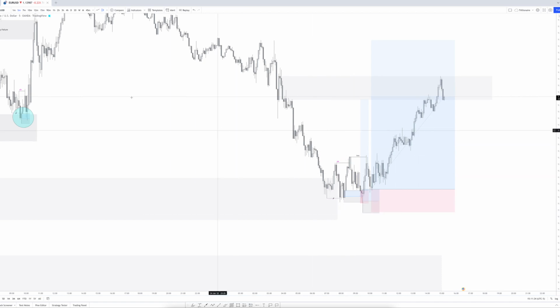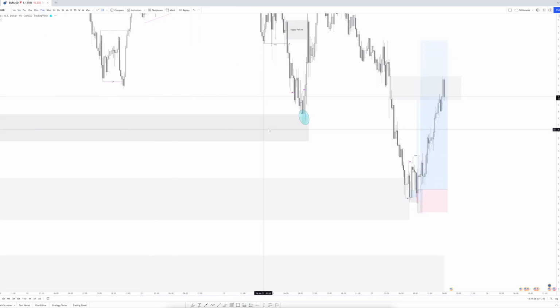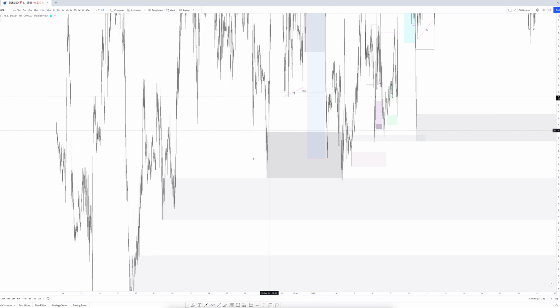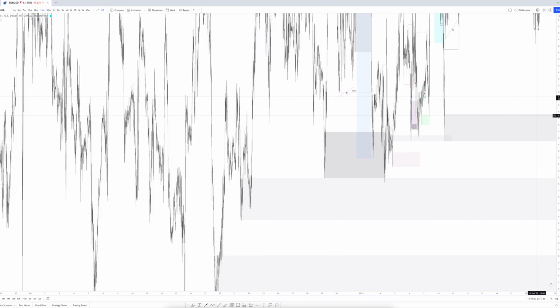So let's go over the setup here. On the M15 time frame, of course, that's where my zone was based off of. If we scroll back just a little bit, you will be able to see this is the M15 zone that I based this trade off of.